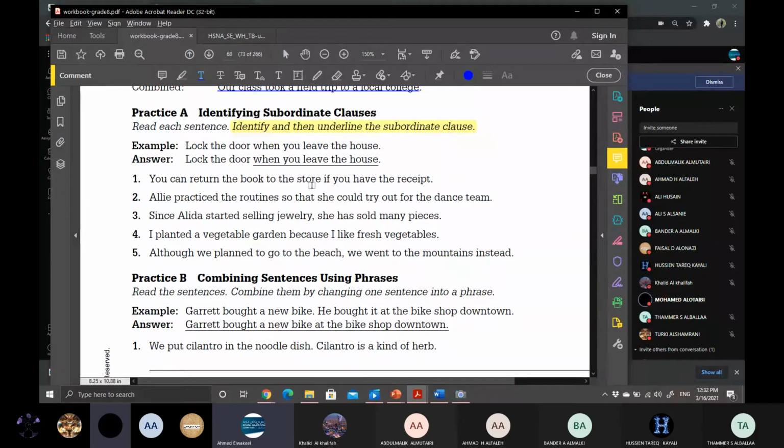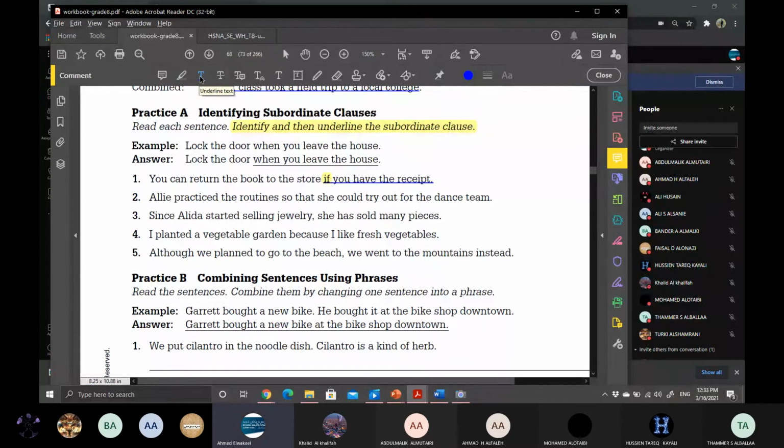You return the book to the store if you have the receipt. I think "if you have the receipt." If you have the receipt, you can return the book. So "if you have the receipt" is the subordinate clause because it starts with the subordinating conjunction "if." The clause after the subordinating conjunction is called a subordinate clause.